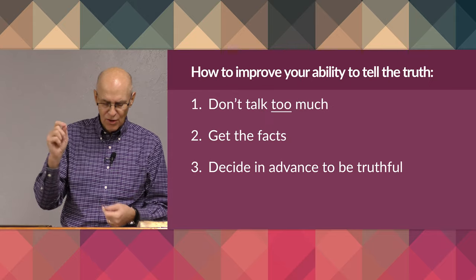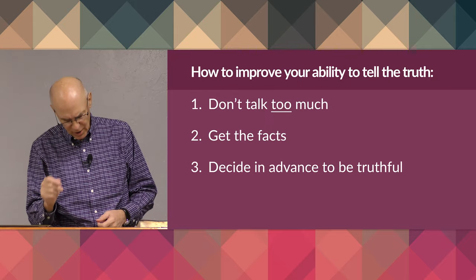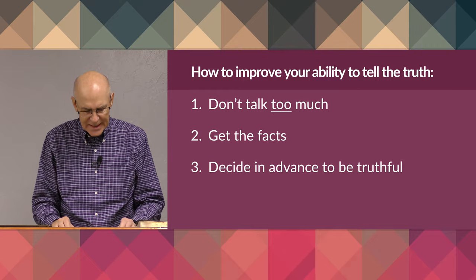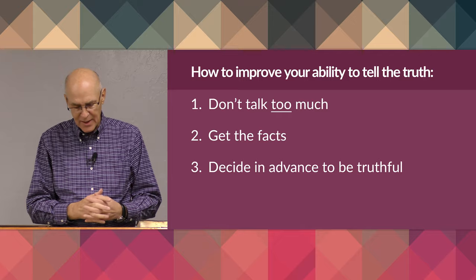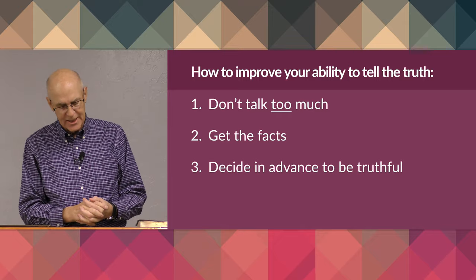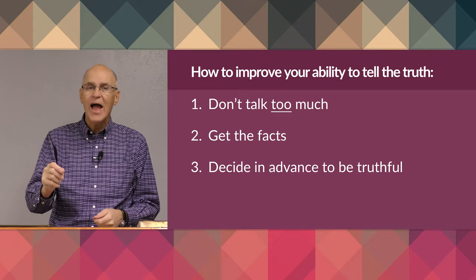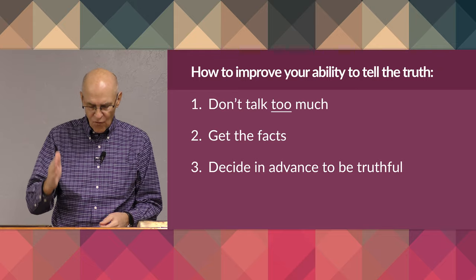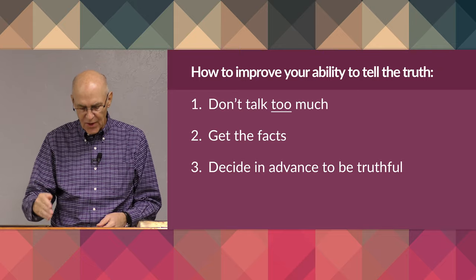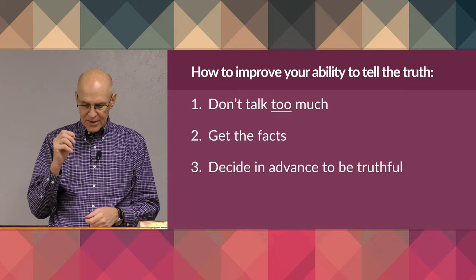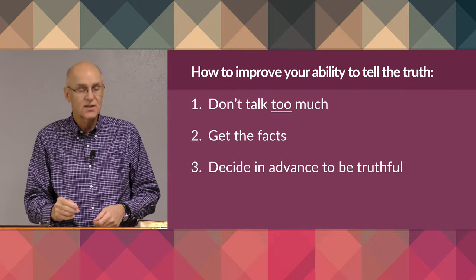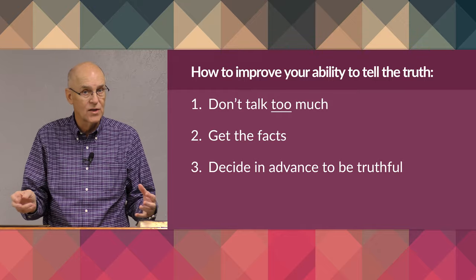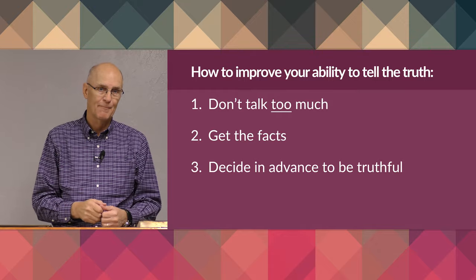Well, number one, don't talk too much. Don't talk too much and you'll avoid instances of dishonesty. We read about that in Proverbs chapter 10, verse 19. Number two, get the facts. Avoid believing or repeating something about someone else unless you have the facts. And then decide if the things that you've heard or that you've discovered are worth repeating.